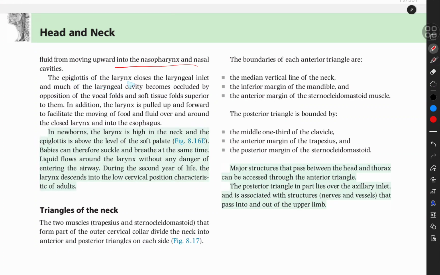The epiglottis of the larynx closes the laryngeal inlet, and much of the laryngeal cavity becomes occluded by the opposition of vocal folds and soft tissue folds superior to them. In addition, the larynx is pulled up and forward to facilitate the moving of food and fluid over and around the closed laryngeal inlet and into the esophagus.